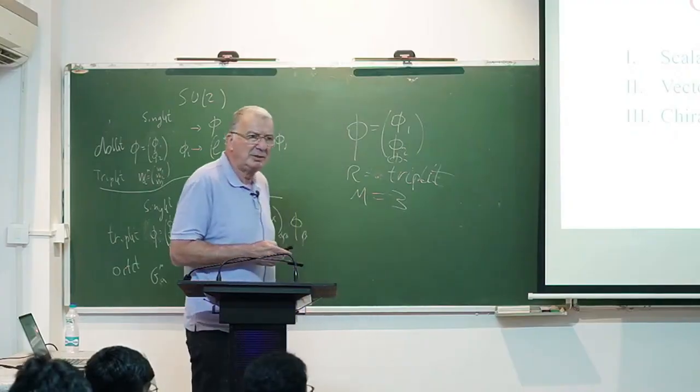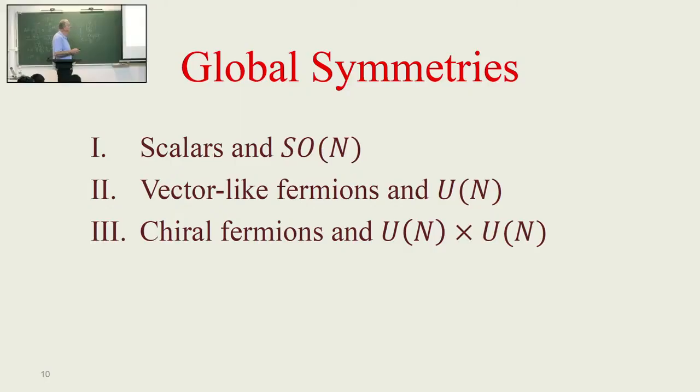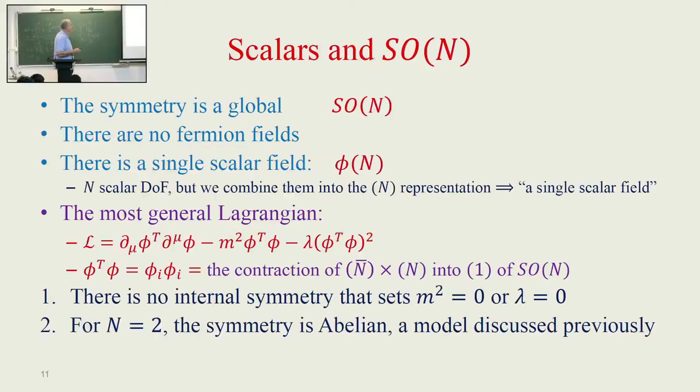Three examples, just to demonstrate a few features that non-abelian symmetries can and cannot do. So let's start with scalars and SO(N). I impose a symmetry that is called SO(N).